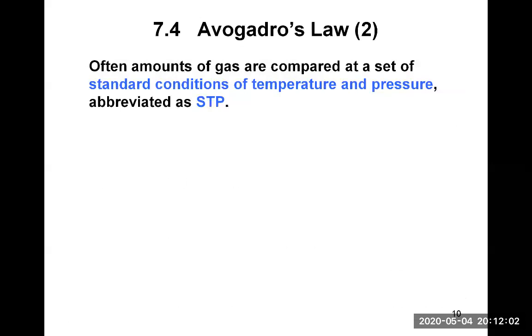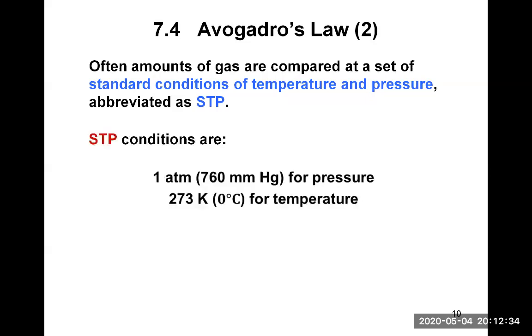Often amounts of gas are compared at a set of standard conditions of temperature and pressure, abbreviated as STP, because depending on the conditions, the gas properties can vary so much that, to be able to compare them, a set of standard conditions has been established. The STP conditions are 1 atmosphere for pressure, or 760 millimeters of mercury, and a temperature of 273 Kelvin, which is 0 degrees Celsius.